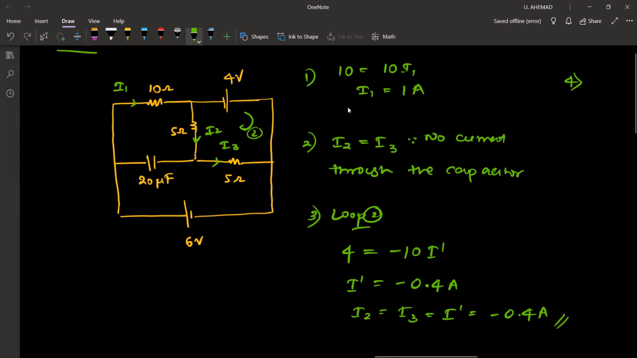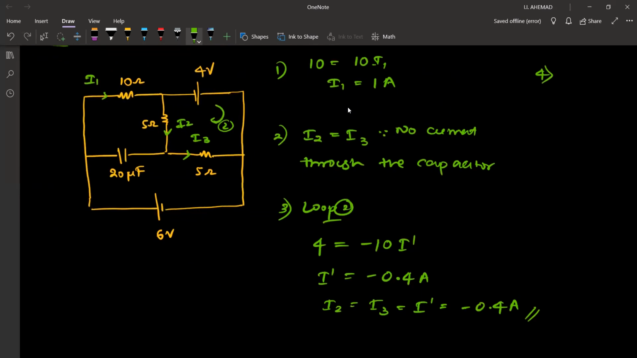Have you got these answers up to this? I1 is 1 ampere and I2 and I3 is minus 0.4. Those who got this answer, Shahama and Saja.